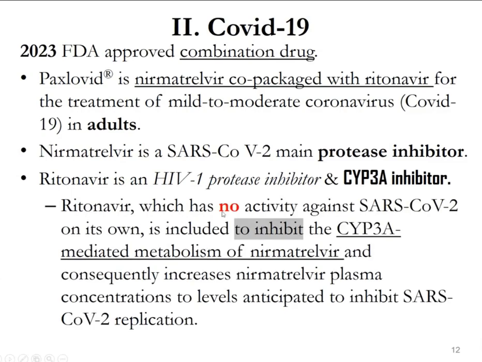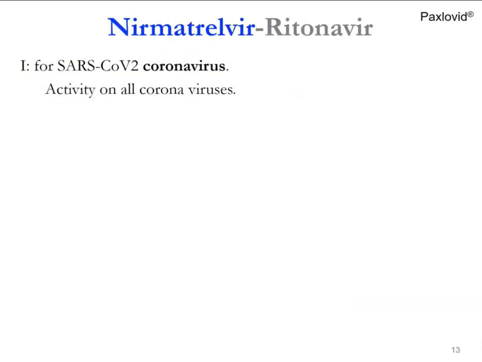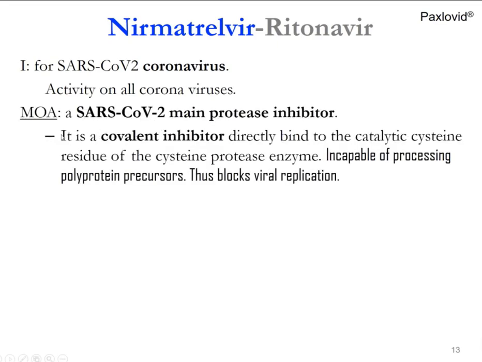Okay, let's read this also. Ritonavir, which has no activity against SARS coronavirus on its own, is included to inhibit the CYP3A4-mediated metabolism of nirmatrelvir and consequently increase this drug's plasma concentration to levels anticipated to inhibit SARS virus replication. Okay, the combination drug, nirmatrelvir and ritonavir, is called Paxlovid for SARS coronavirus. That is the indication. It can work on all coronaviruses. That's why it's very effective and commonly used. This is 2023, so you're going to see this a lot in your board exam and clinical practice.